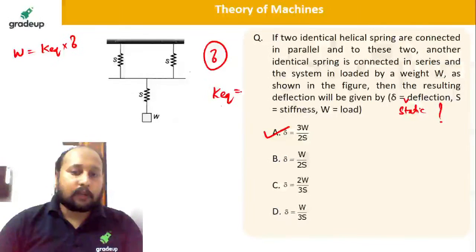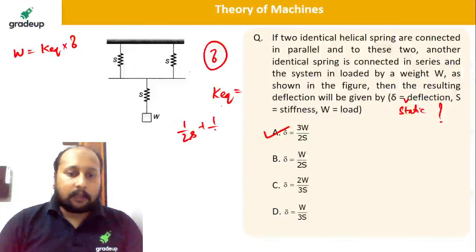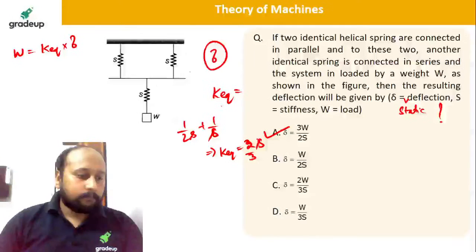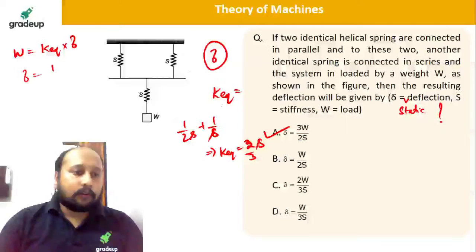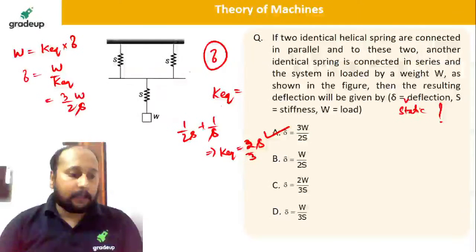What is K equivalent? It will be 1 upon 2s plus 1 upon s, that is equal to K equivalent is equal to 2 by 3s. Okay. A for apple. Very good. Option A. So directly we can say delta is equal to W by K equivalent, that is equal to 3 by 2 W by s. Option A.